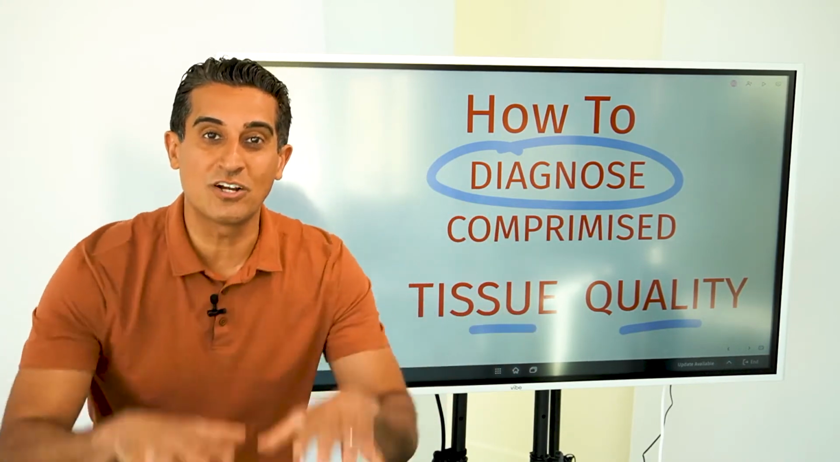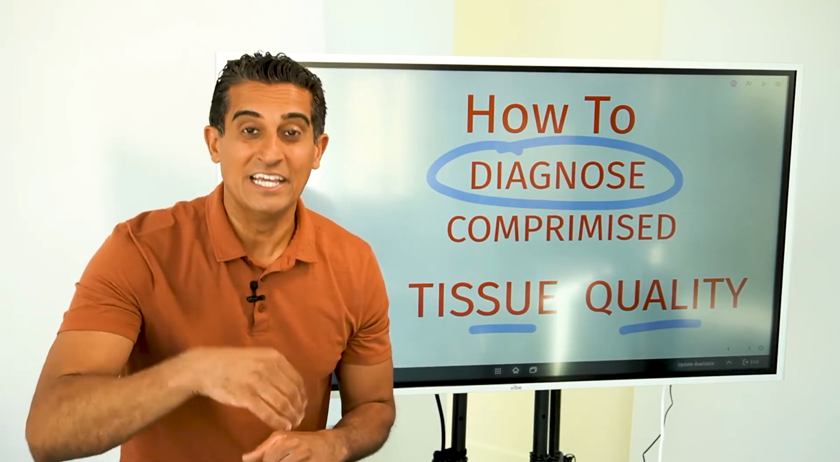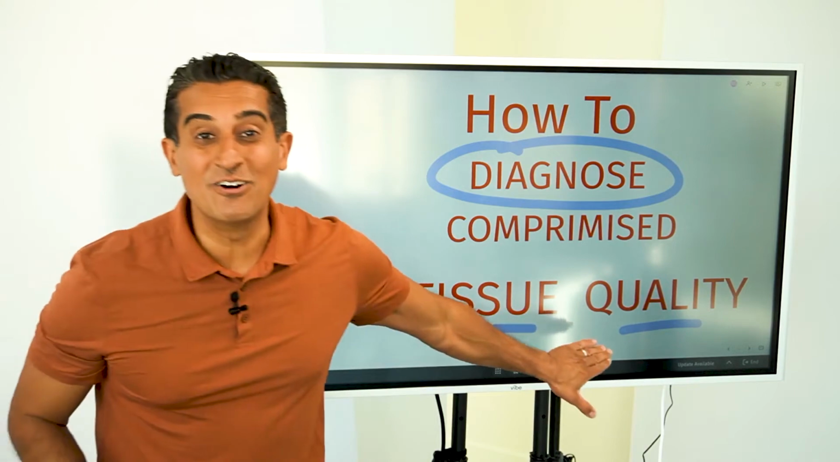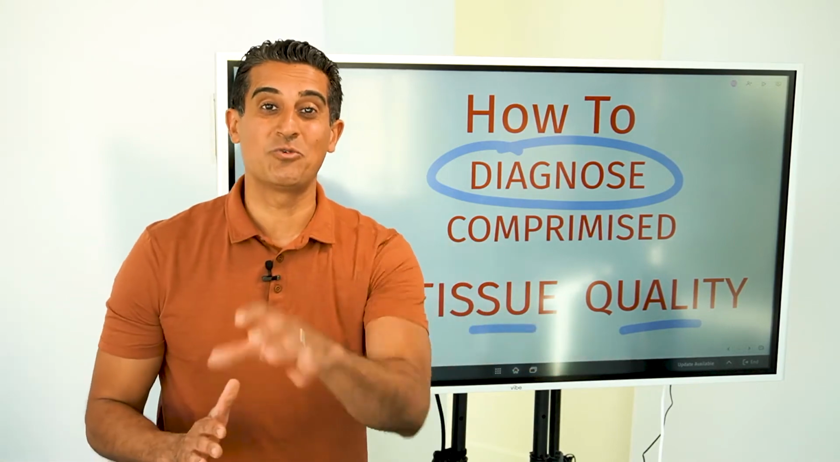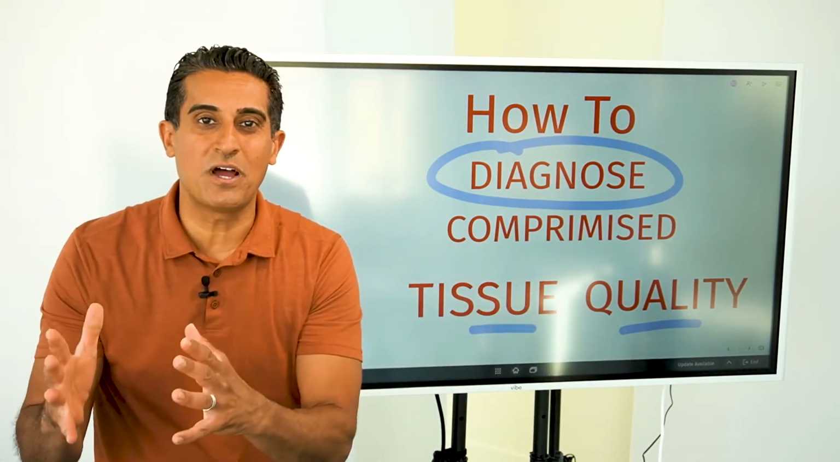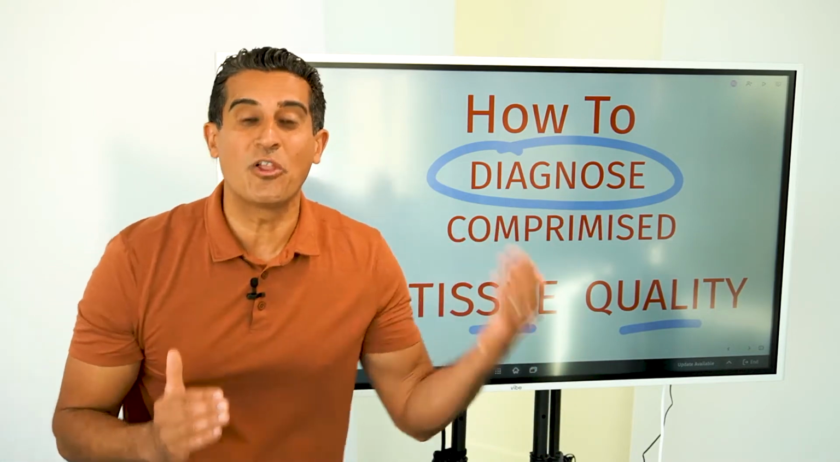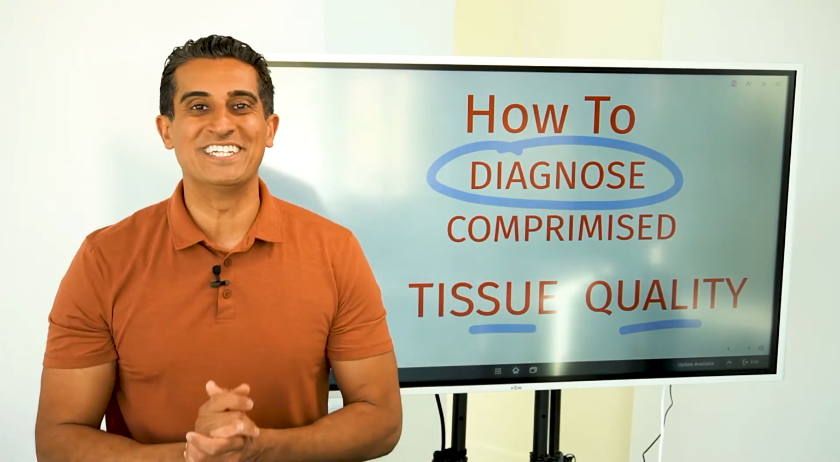Well, that's what Dr. Ziv Simon is going to show you today. In this session, he's going to walk you through a step-by-step process to diagnose compromised tissue quality. So you'll hear him think through this process, and he's going to give you a simple step-by-step way to diagnose this with all of your cases. So let's just jump right into it.